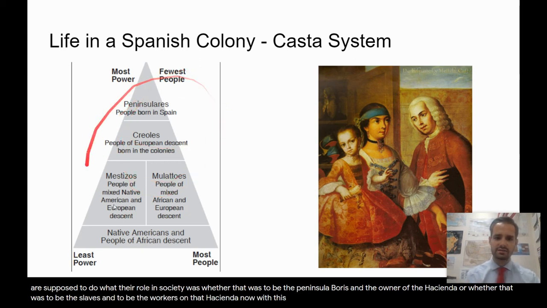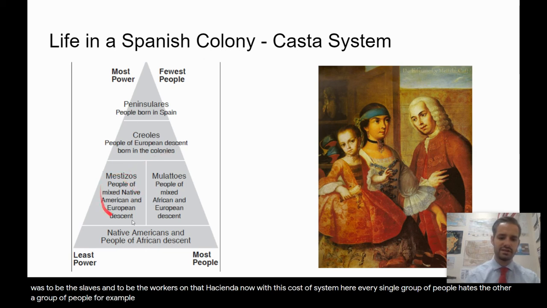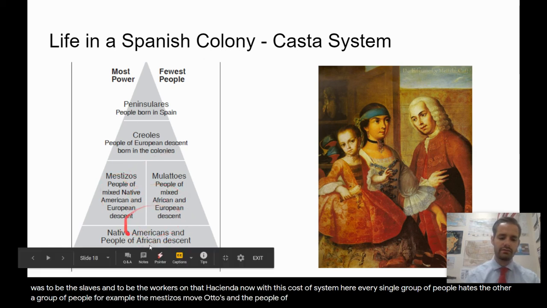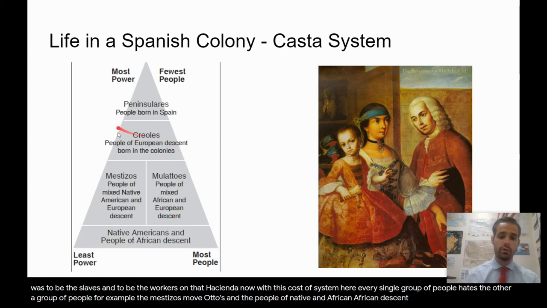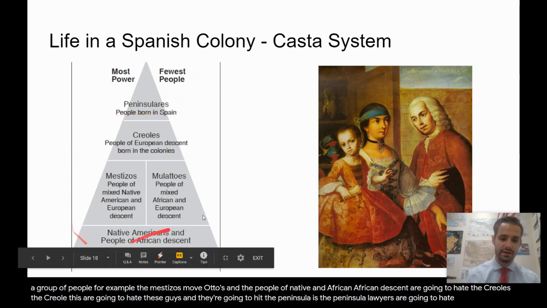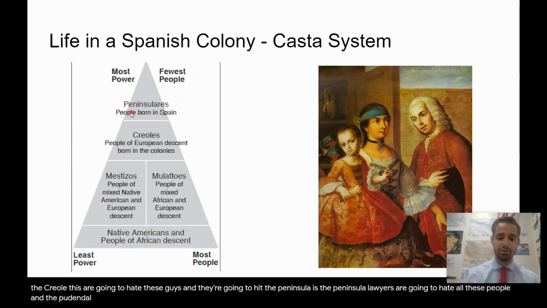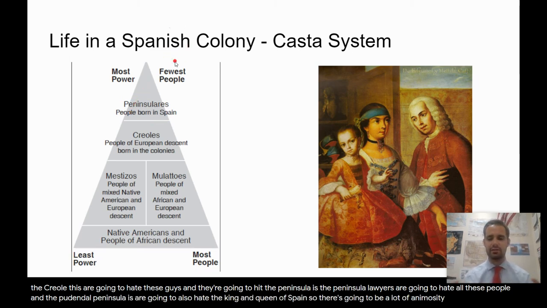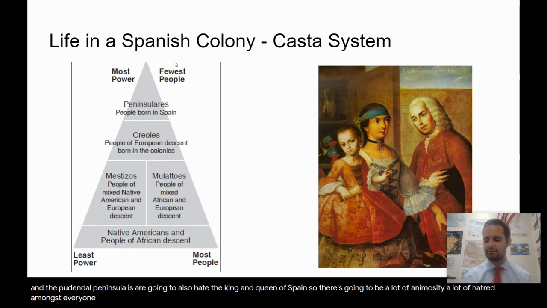Now, with this casta system here, every single group of people hates the other group of people. For example, the mestizos, mulattoes, and the people of Native and African descent are going to hate the Creoles. The Creoles are going to hate these guys, and they're going to hate the peninsulares. The peninsulares are going to hate all these people, and the peninsulares are going to also hate the King and Queen of Spain. So there's going to be a lot of animosity, a lot of hatred amongst everyone, and that's eventually going to cause a rebellion and a revolution, as we're going to see in Unit 5.